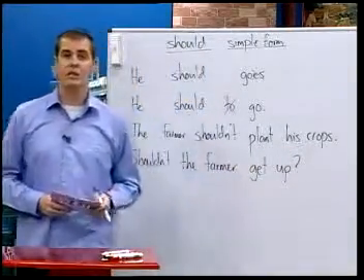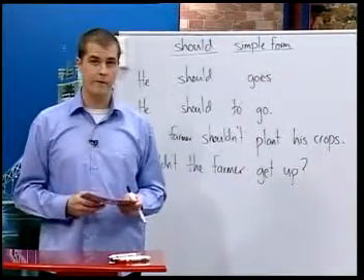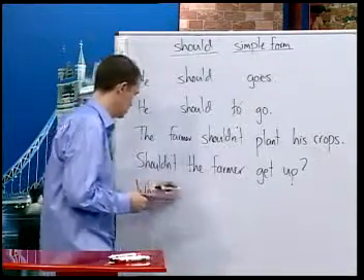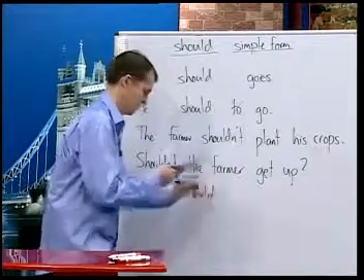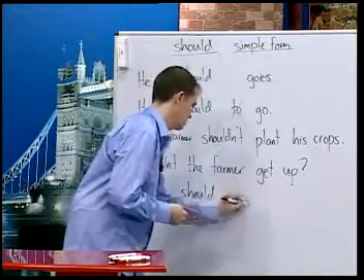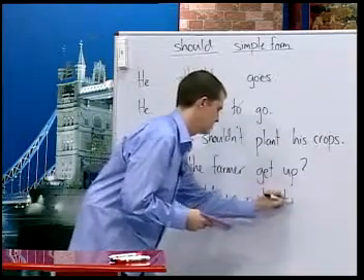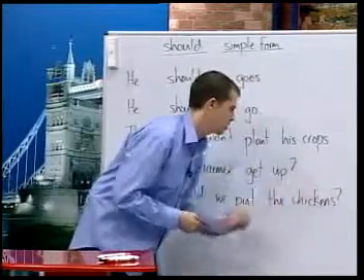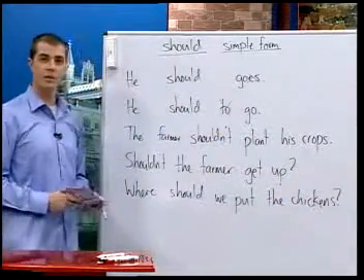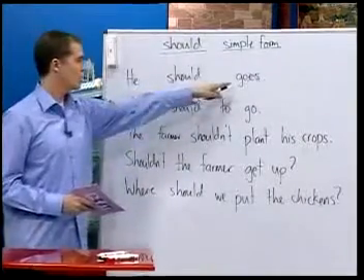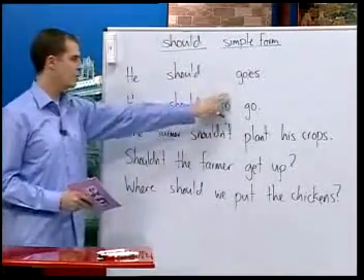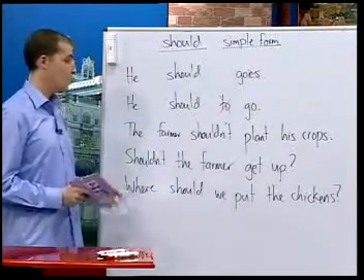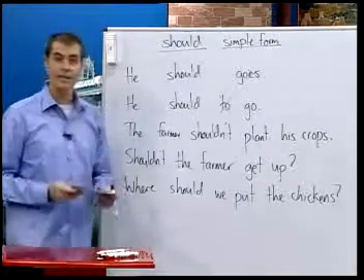We can also begin questions with question words followed by should. So we could say, where should we put the chickens? Where should we put the chickens? Just one more time, remembering he should go, not goes. He should to go, no, he should go. The farmer shouldn't plant his crops. Shouldn't the farmer get up? Where should we put the chickens? And let's review should.